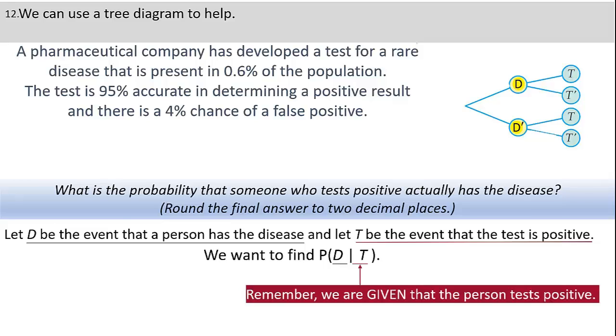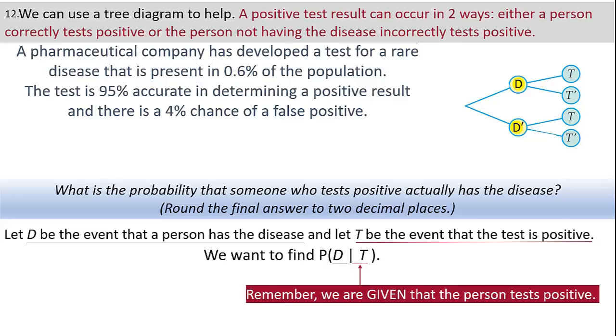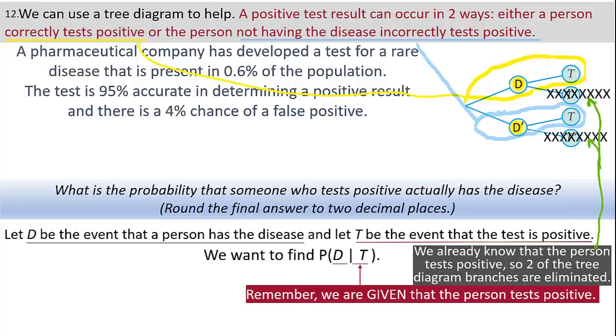Remember, we're given that the person tests positive. So if we already know that the person tests positive, we don't have to worry about the branches where the person tested negative. So we're only interested in a person that has the disease and tests positive, or the person didn't have the disease but still tested positive, because the conditional part said the person tested positive. That means that we can just forget about the other 2 branches. We're given that the person did test positive. So our sample space now is reduced to just 2 branches of that tree, not all 4.